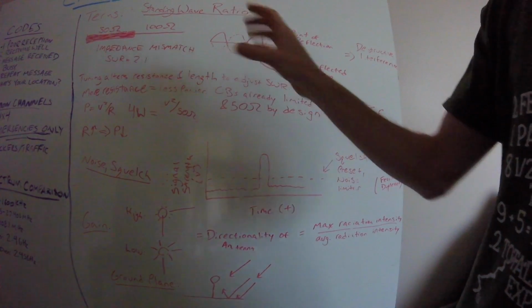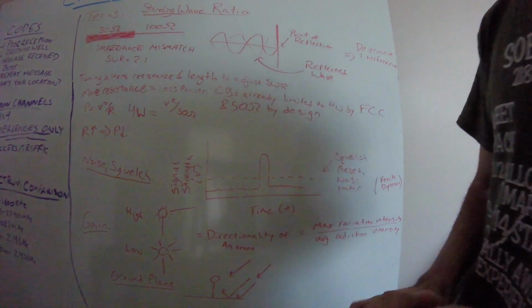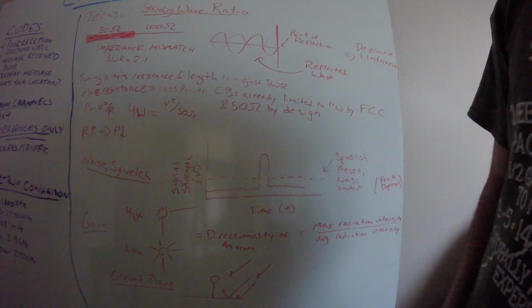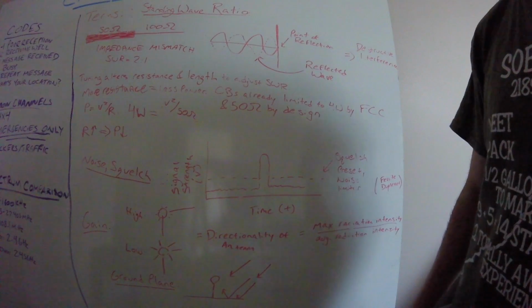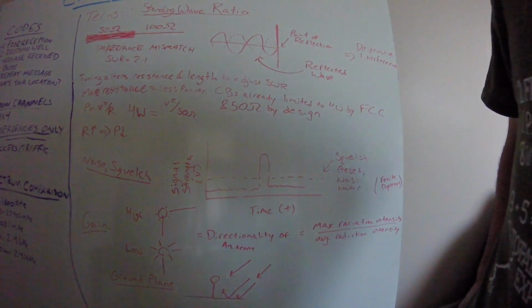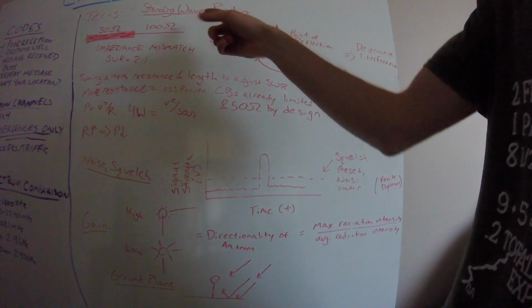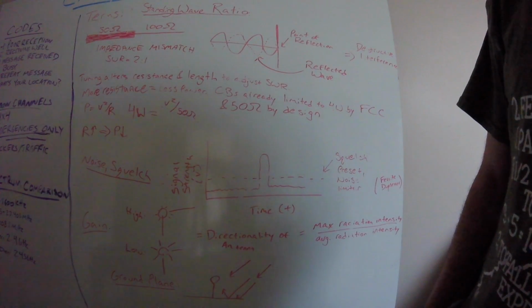So you want to make sure that when you're buying your coax cable, you get a coax that's rated at 50 ohms. So the RG58 is the most common one, and that's pretty much what you want. Again, you don't want a coax with a different resistance.